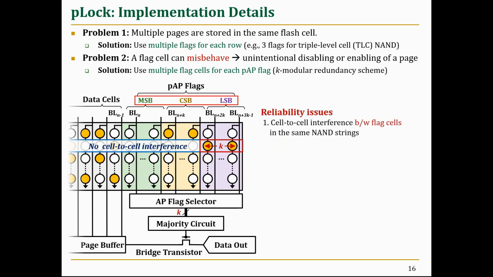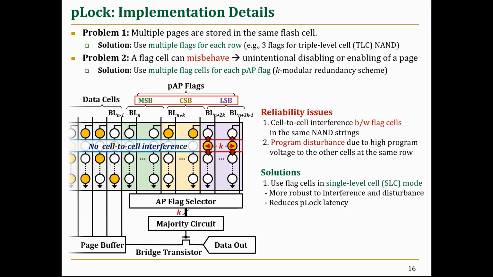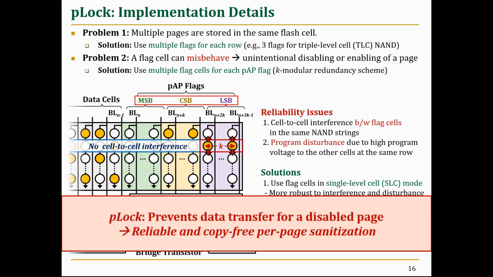However, there are still potential reliability issues due to cell-to-cell interference between flag cells in the same string, and program disturbance due to high programming voltage applied to the other cells in the same row. To address this, we use flag cells in single-level cell mode and program them by a one-shot programming scheme with low voltage, which significantly reduces the impact of program interference and disturbance. Please find more details of these optimizations in our paper. In summary, PLOC can sanitize a page without copy overhead and reliability issues.